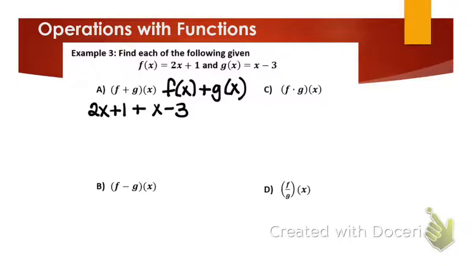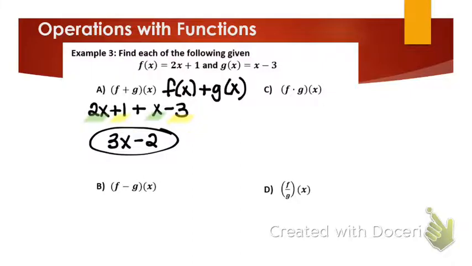For addition, order does not matter. So f of x plus g of x will give you the same answer as g of x plus f of x. When you combine your like terms, you have 2x plus x, which is 3x. And then you also have 1 minus 3, which is a negative 2.